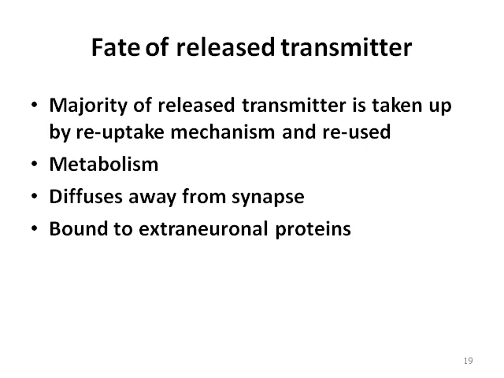Now, what happens once the transmitter is released? Well, with the adrenergic system or the noradrenergic system, as indicated here on slide 65, the majority of the transmitter that's released by the sympathetic nervous system is going to be taken back up and reused through a reuptake mechanism. A small portion is going to be metabolized by either monoamine oxidase or COMT, and then a very small part is going to either diffuse away from the synapse or be bound to extraneuronal proteins.